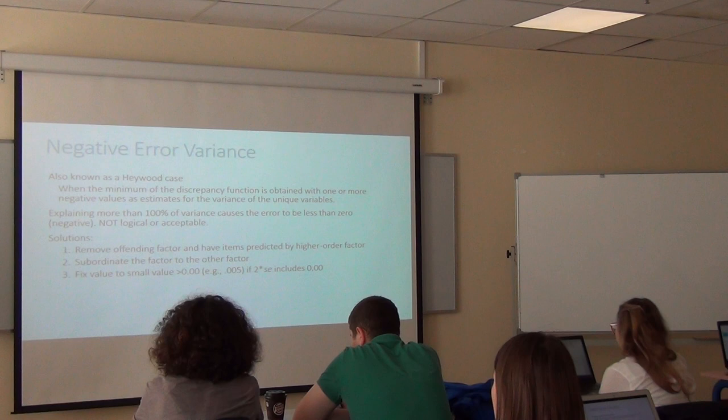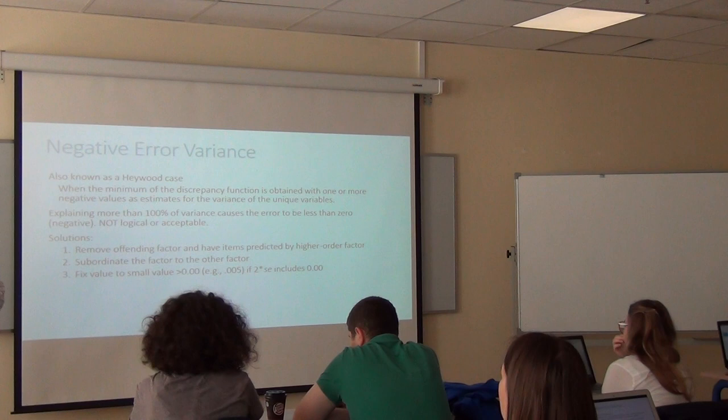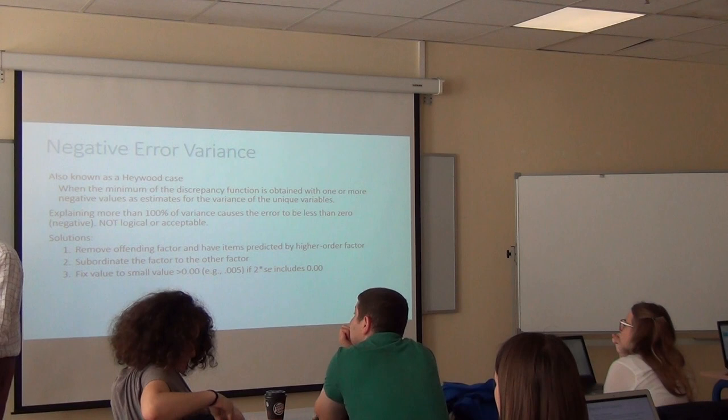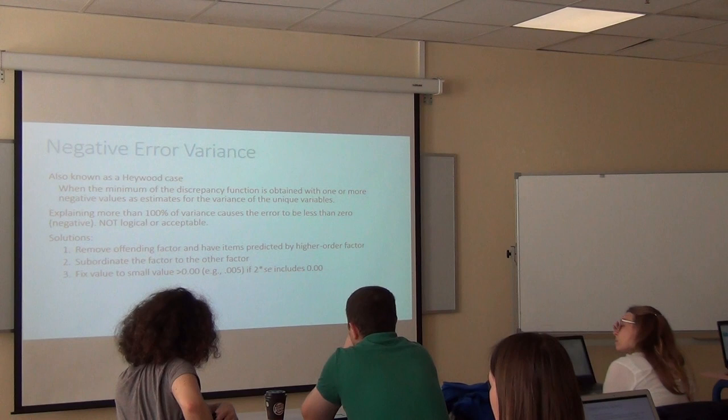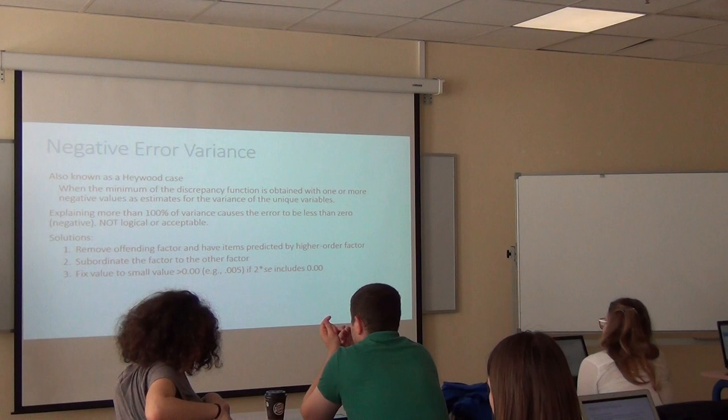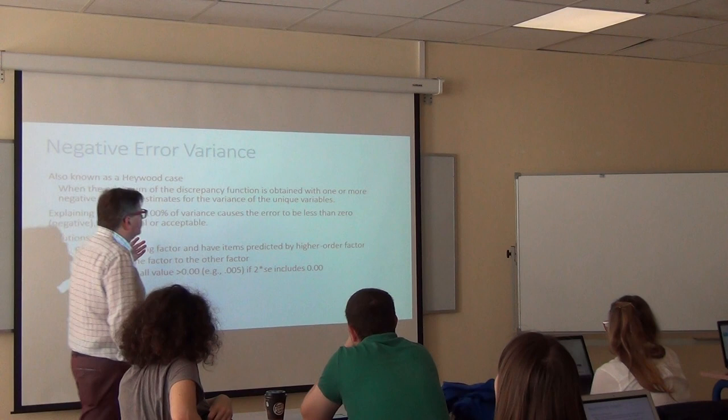Negative error variance. This is when your solution explains more than 100%. Often known as a Heywood case, after the professor who identified this phenomenon, probably in the 1920s. It occurs when the minimum of the discrepancy function is obtained with one or more negative values as estimates. Okay. So, remember what happens here.